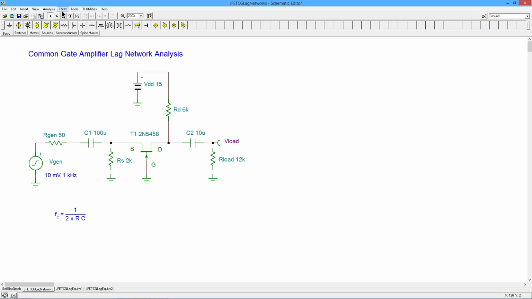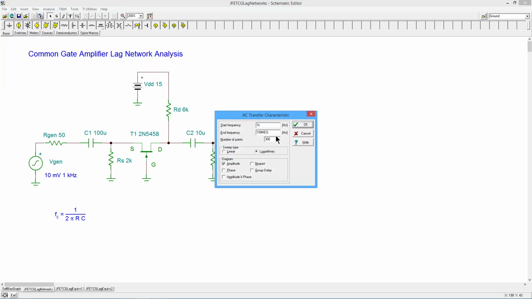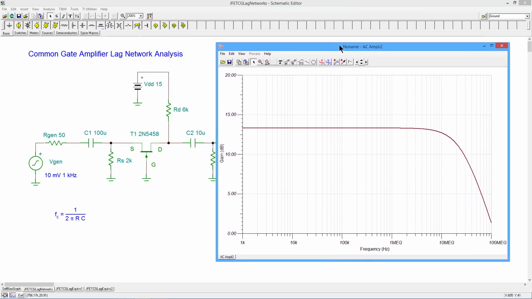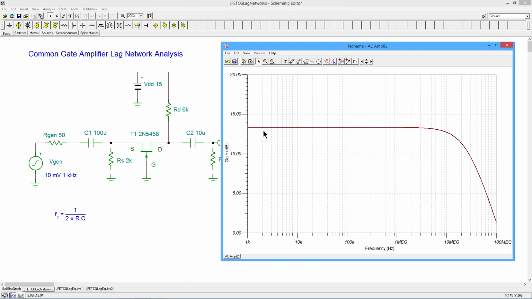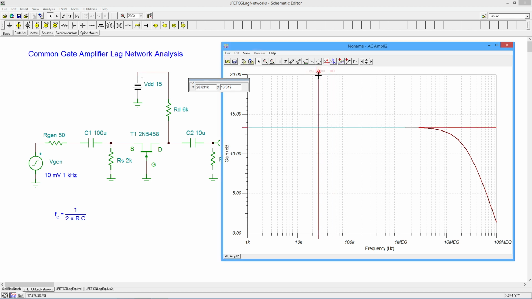In any case, not to belabor the point over here, because everybody wants to know what the results are, so let's do a little plot. We'll go from 1K up to 100 megahertz and see what we get. Okie dokie. So, nice flat response out to some higher frequency. Let me get our plotter on here and move him out of the way. All right, so the mid-band gain that we're getting is 13.3 dB.